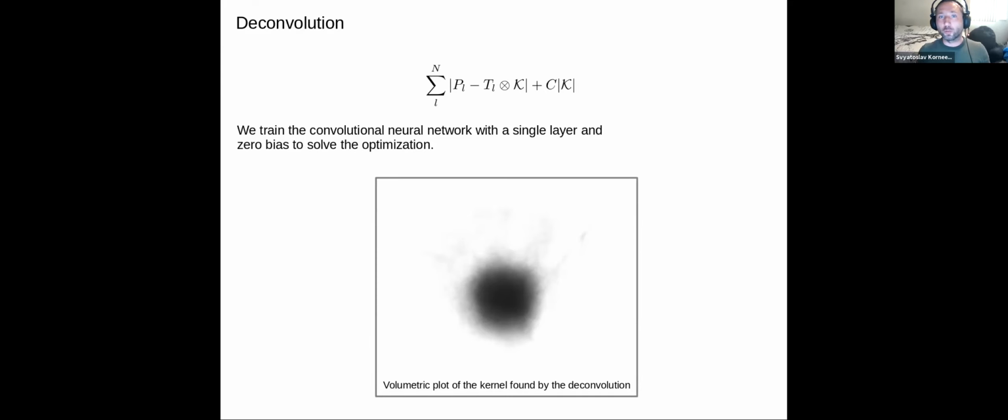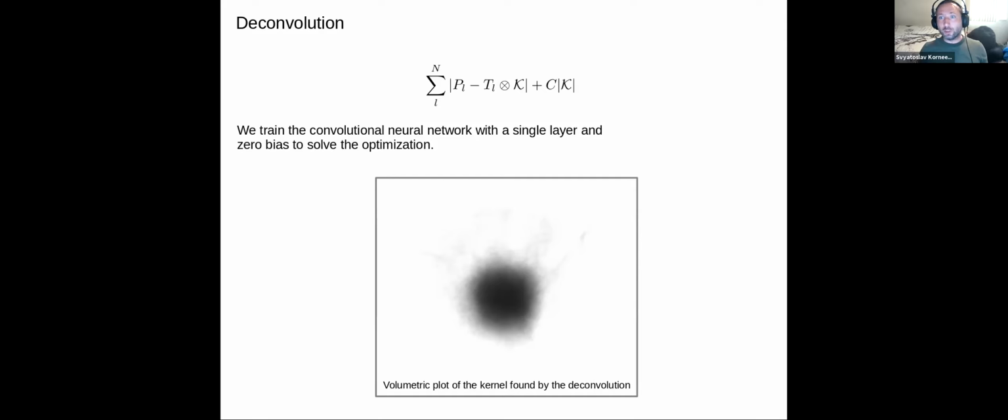The top formulas show the optimization to find the kernel. So we find a kernel such that it optimizes input versus output. We have a probability field, we have a toolpath convolved with the kernel, and we want to find the kernel which optimizes the difference, the norm.